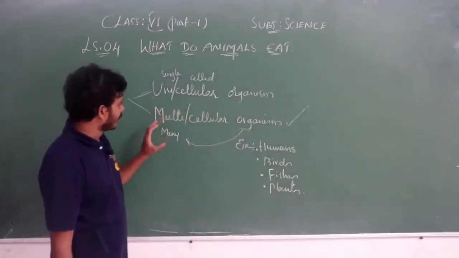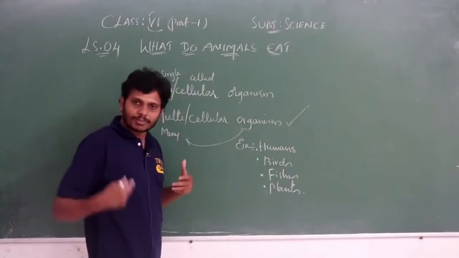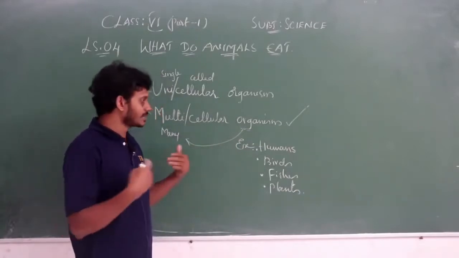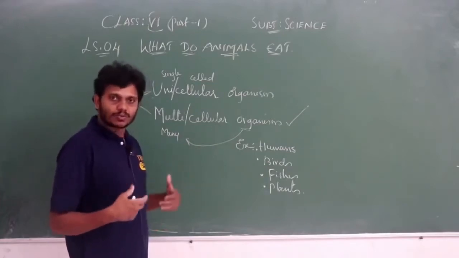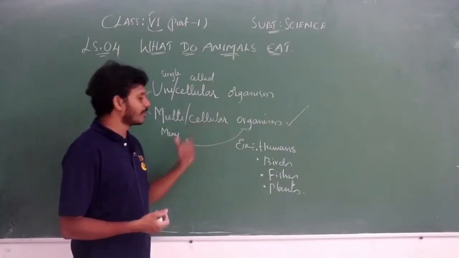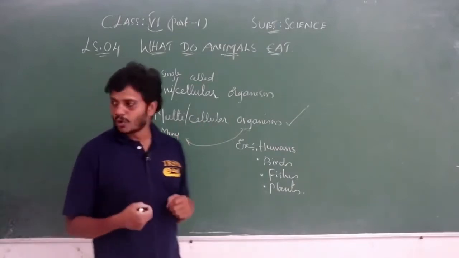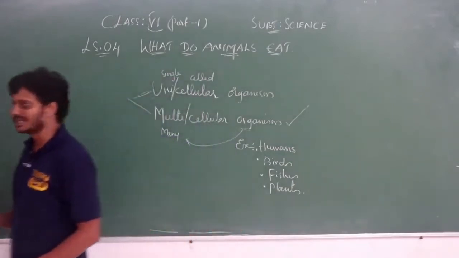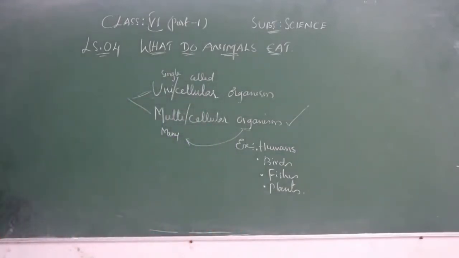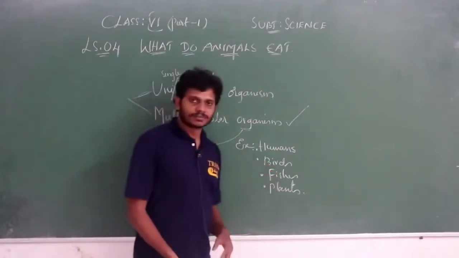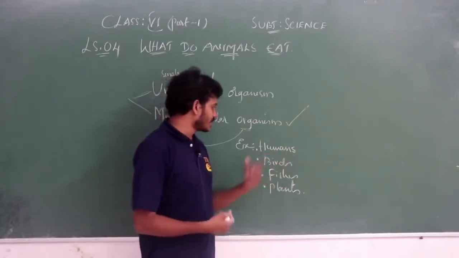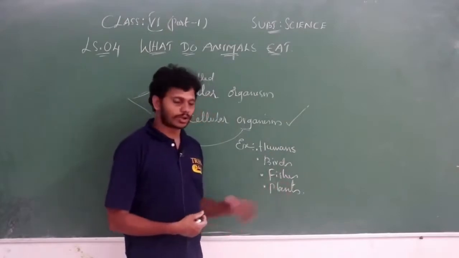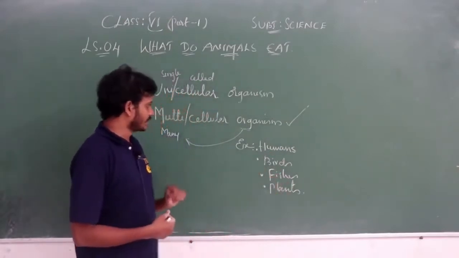Examples for multicellular organisms are humans. We people come under multicellular organisms. We are human beings, and our body is made up of many cells. Birds too come under multicellular organisms only. Fishes, plants, all of these come under multicellular organisms.